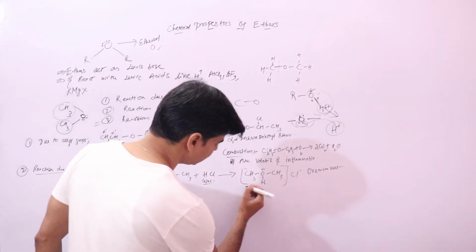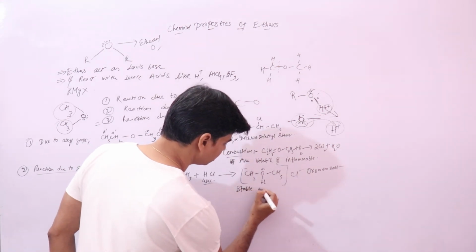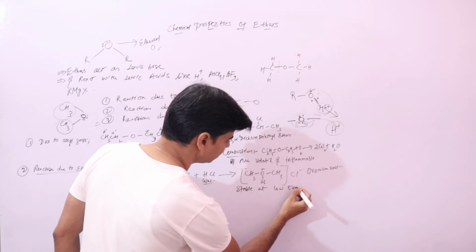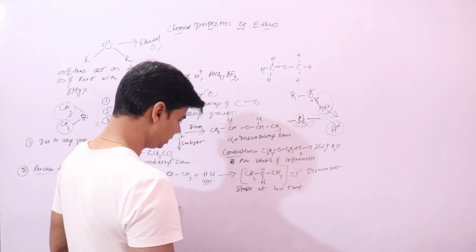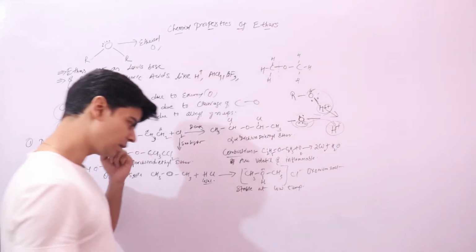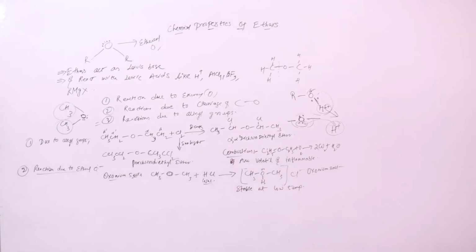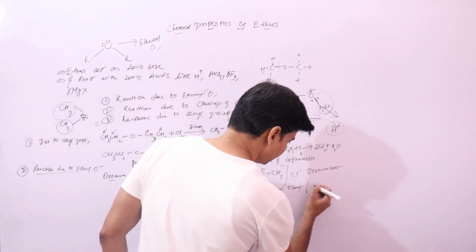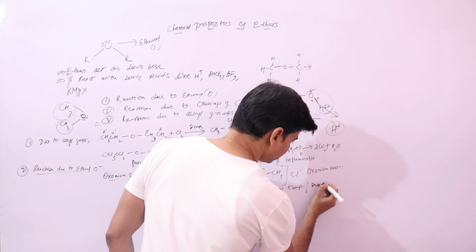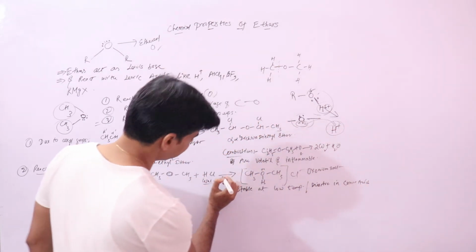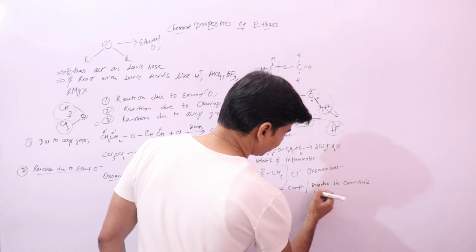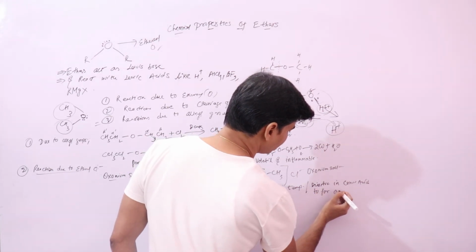So first thing is they are stable at low temperature, and due to this reaction ethers dissolve in acids to form oxonium salts. They are stable at low temperature. And the second thing is they dissolve in concentrated acids. This reaction takes place in cold to form oxonium salts.